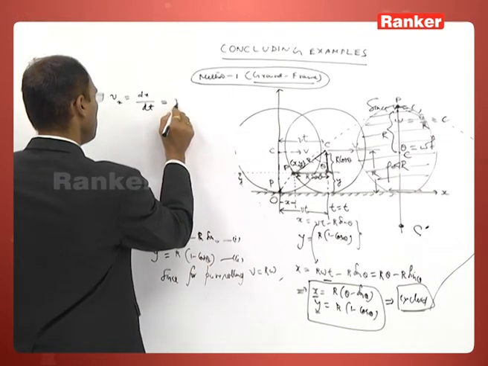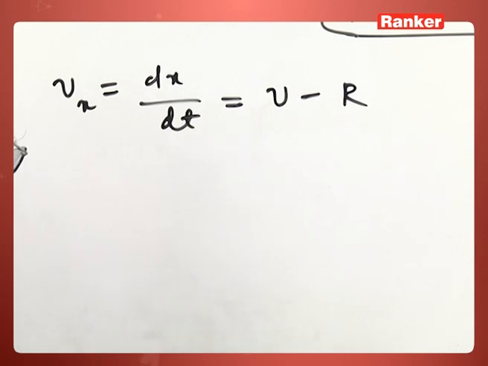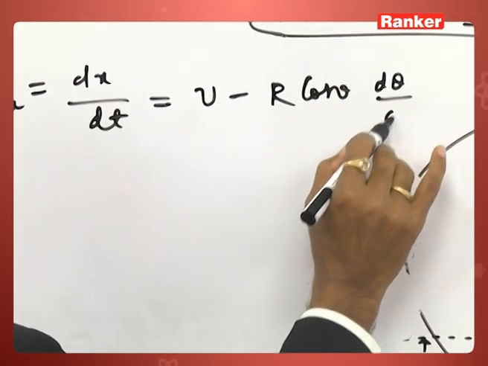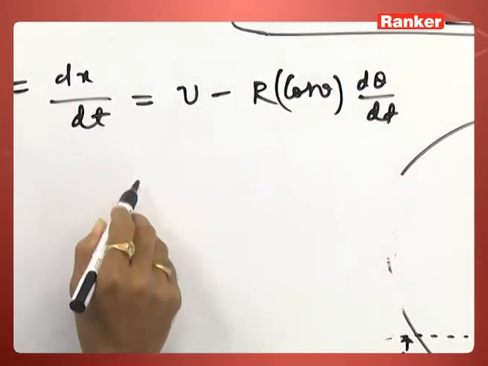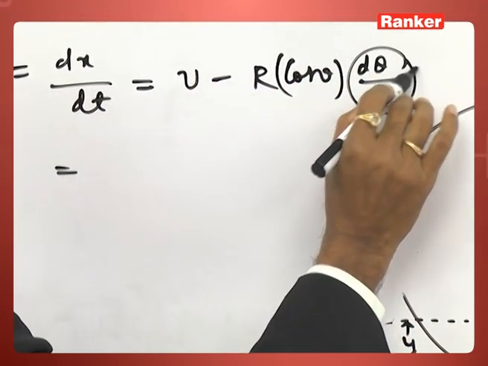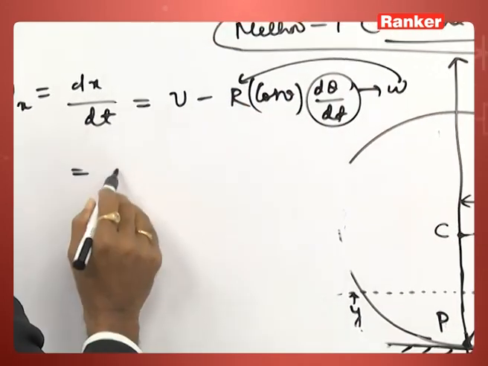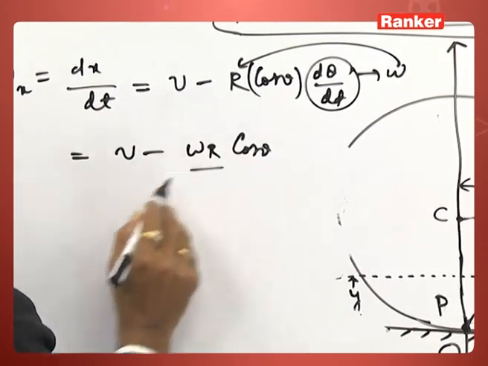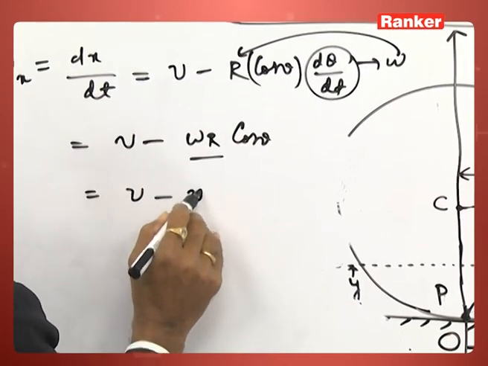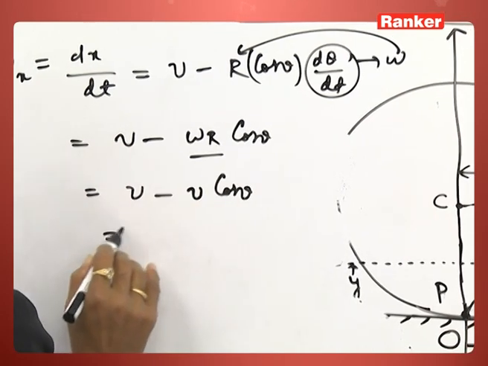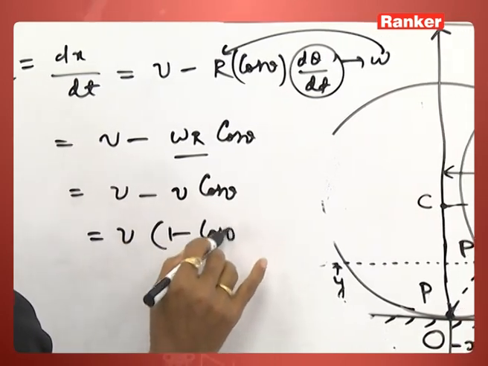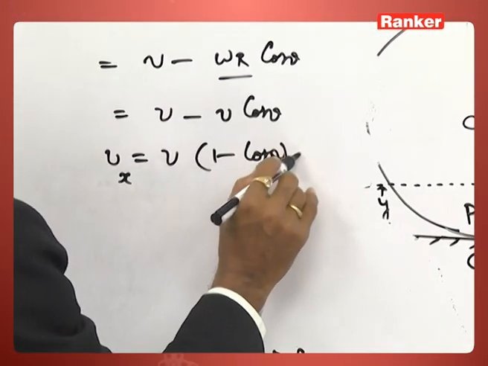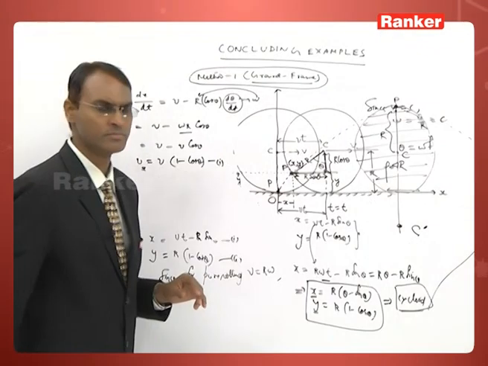dx by dt is equal to v minus r cos theta d theta by dt. d theta by dt is omega. Omega into r is v. So we can just write omega r cos theta. But omega r is equal to v for pure rolling. So you can write v into 1 minus cos theta as the velocity of the point P along x direction. Equation number 1.